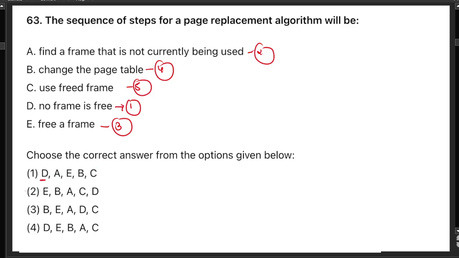So here D is there, so this and this are cancelled. Here D is there, but here A is there. After that A will come. So that is why the correct option here is option A.